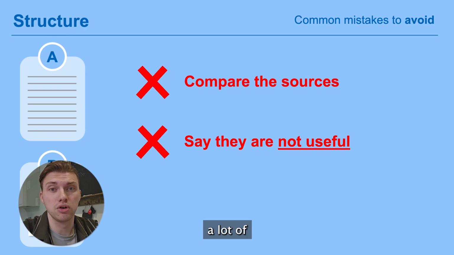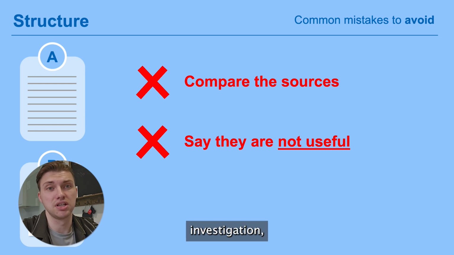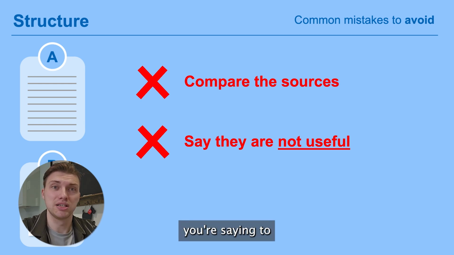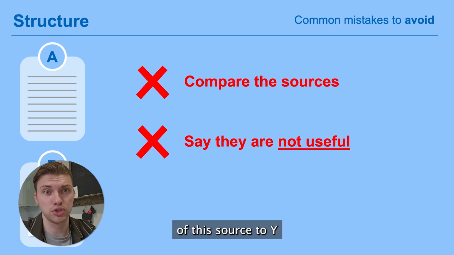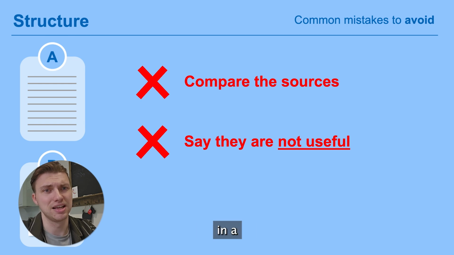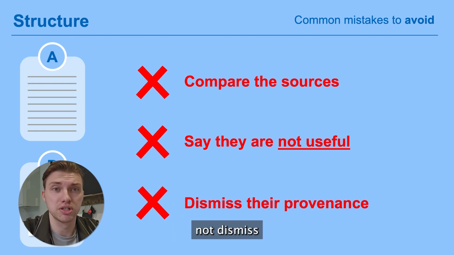I have seen a lot of student responses that dismiss the source because they say it isn't useful for this investigation, because what you're saying to the examiner is you cannot apply the limitations of this source to why that aids in a historical investigation. And the third one, also do not dismiss provenance.